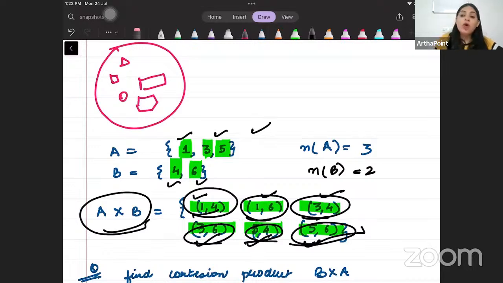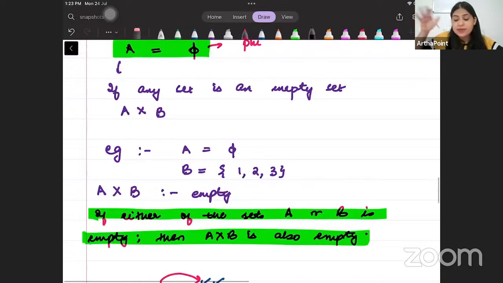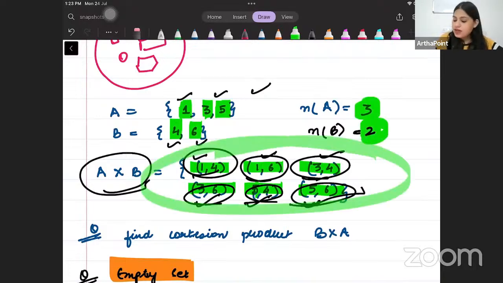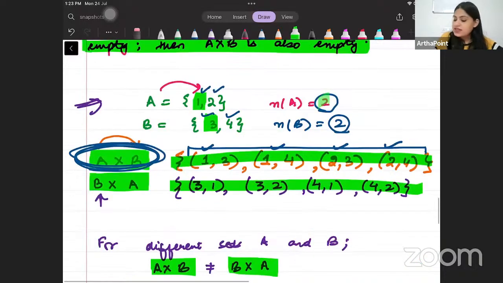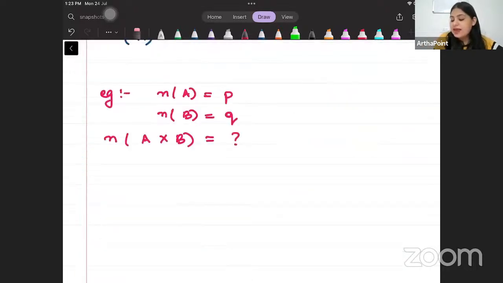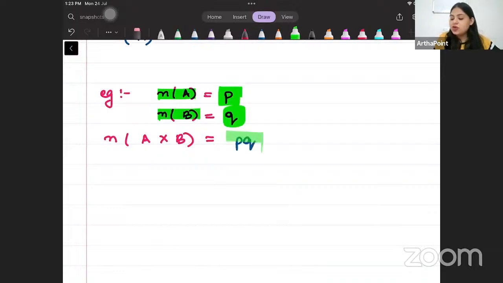हमें सो बेटा, किस तरीके की कुछ rule बना पा रहे हैं? Are we able to make something out of this? Yes, that this is 3 into 2, 6, and this had 6 elements in it. If I go forward and see, this is 2 into 2, 4, and this had 4 elements in it. So beta, the rule that I am trying to come up with is that if A has P elements and if B has Q elements, then A cross B will have P into Q elements. A cross B will have P into Q elements. Is this clear? I hope you are able to understand this.